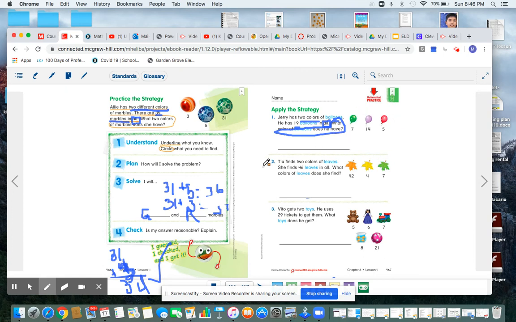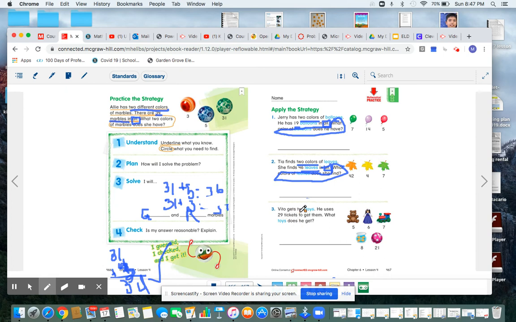I'm going to read it one more time. Jerry has 2 colors of balloons. He has 19 balloons in all. What color of balloons does he have? Go ahead and solve that problem. Number 2, Tia finds 2 colors of leaves. She finds 46 leaves in all. All means total. What color of leaves does she find? I'm going to circle my question, and then go ahead and solve this problem.